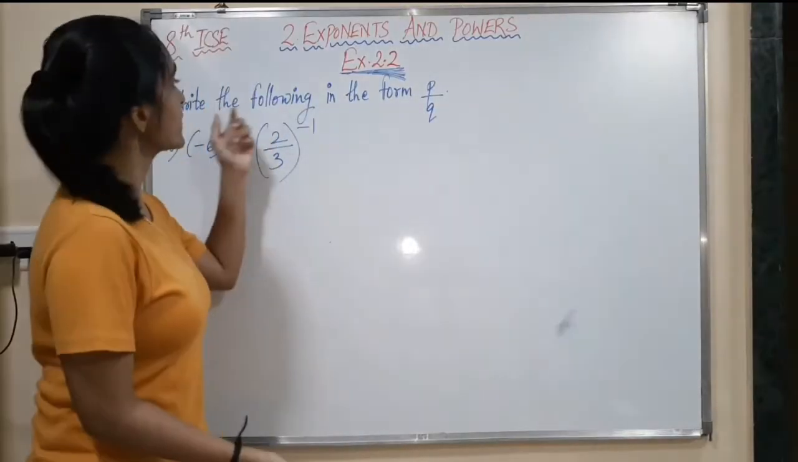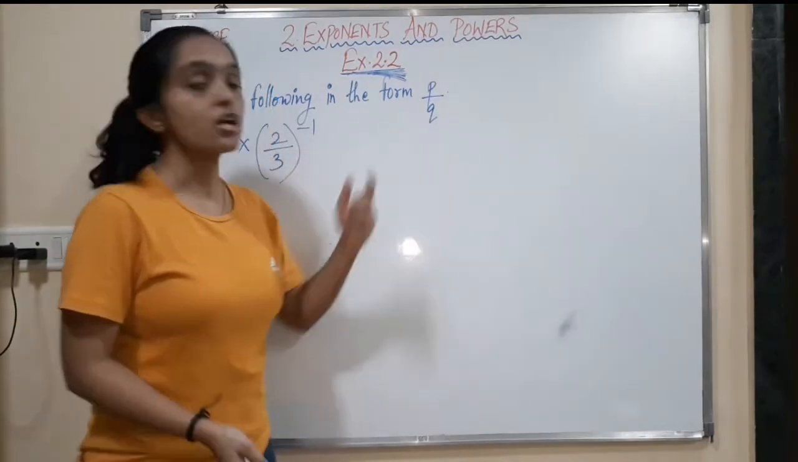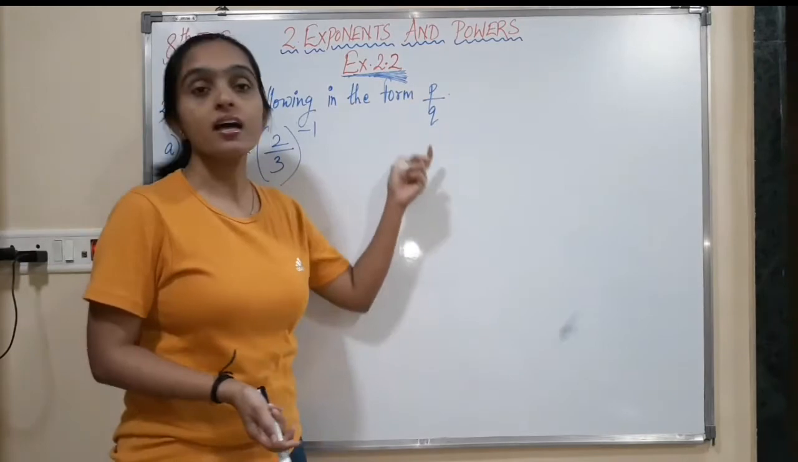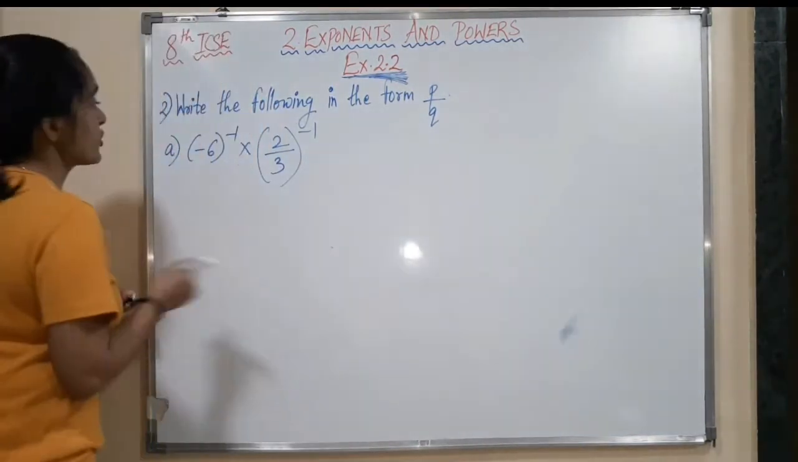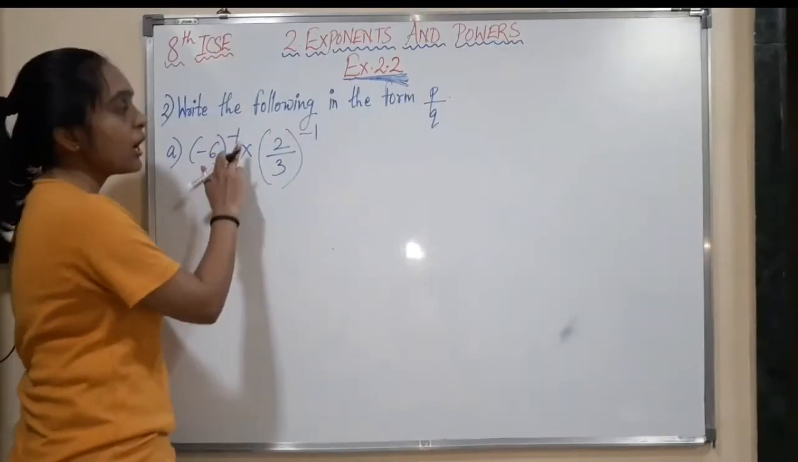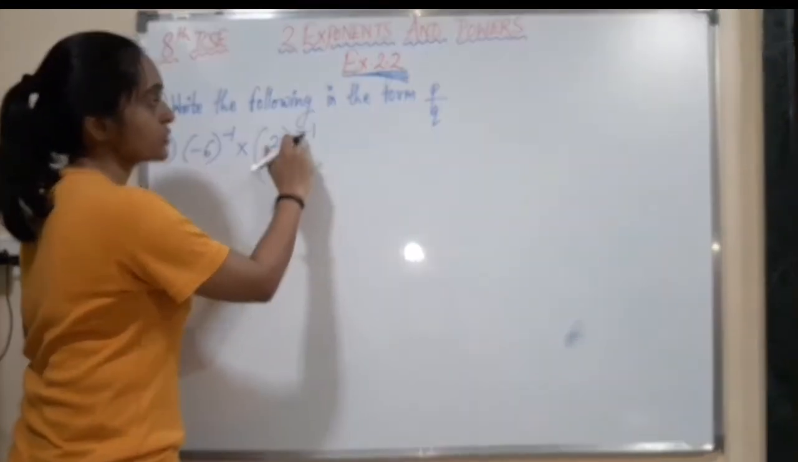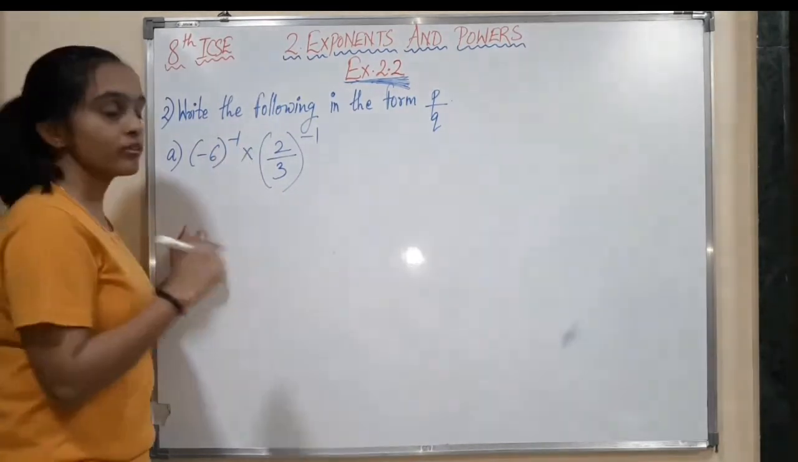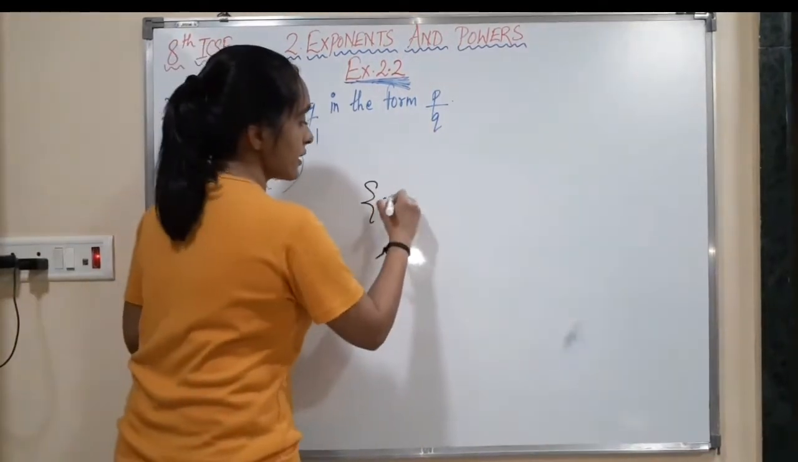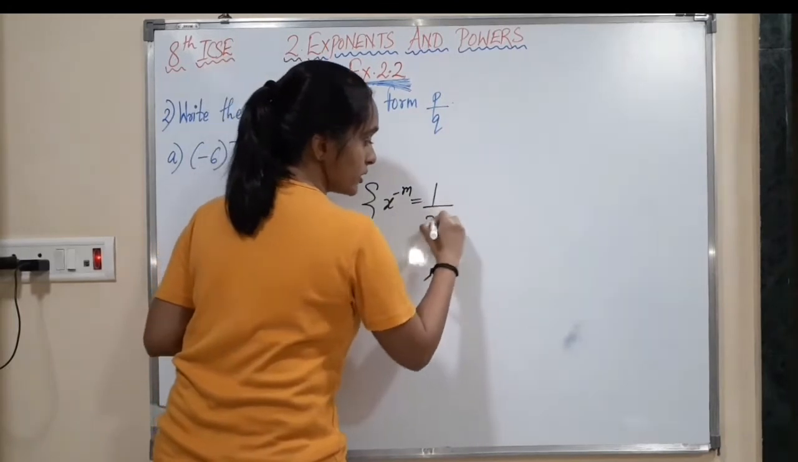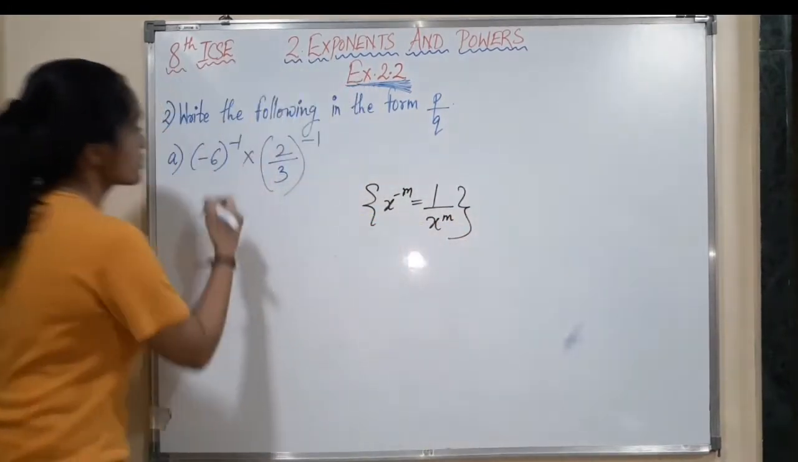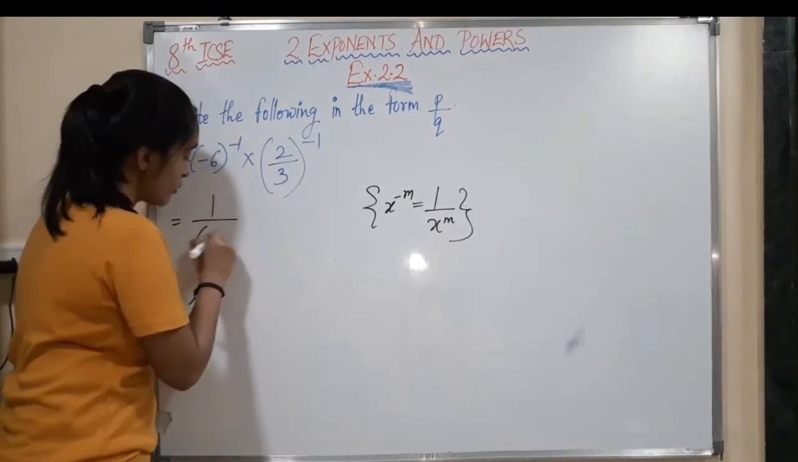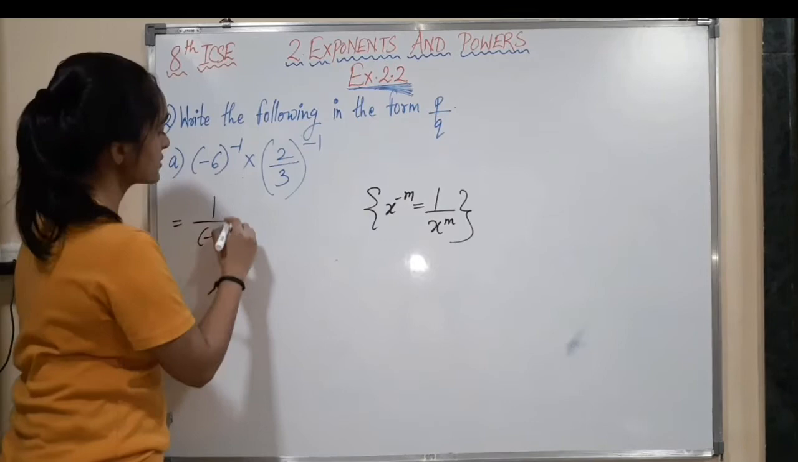The second question is write the following in the form p upon q. So we have to first simplify this question and then write the final answer as a rational number. So the question is minus 6 raised to minus 1 multiplied by 2 upon 3 raised to minus 1. Here as the powers are negative, we will use the law x raised to minus m equals 1 upon x raised to m. So you will get minus 6 raised to minus 1, so it will be 1 upon minus 6 raised to 1.